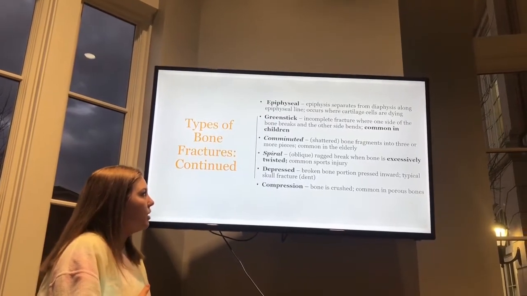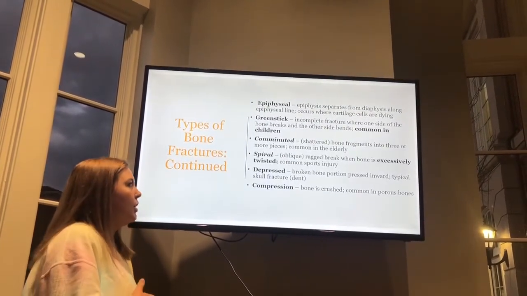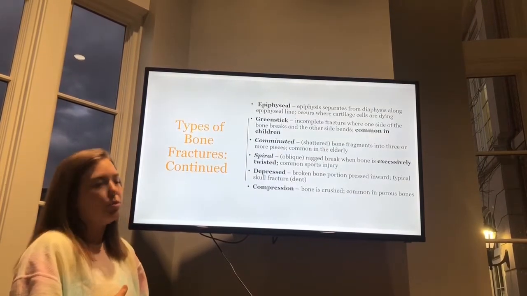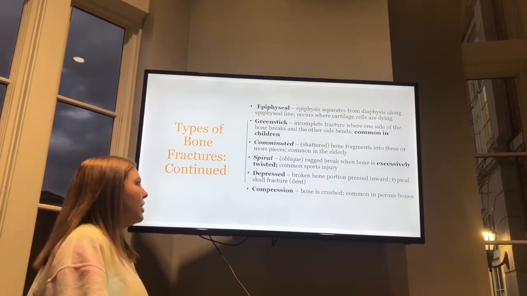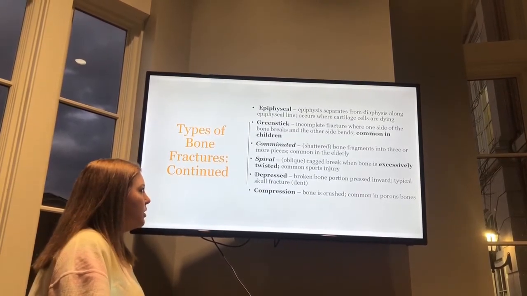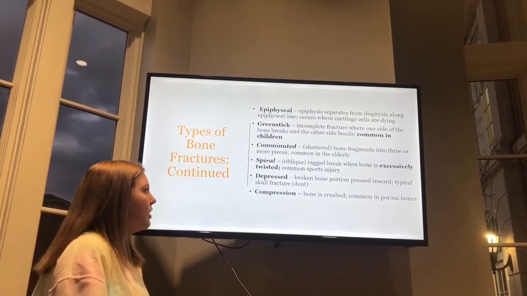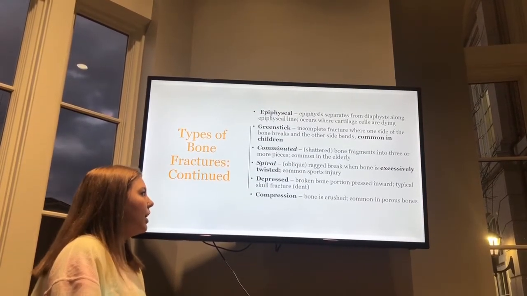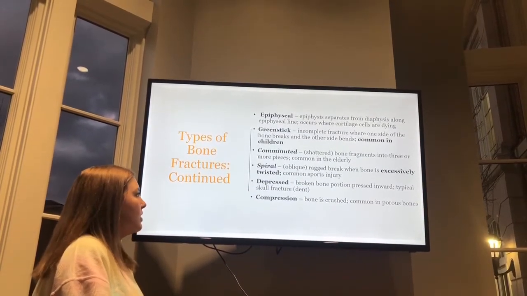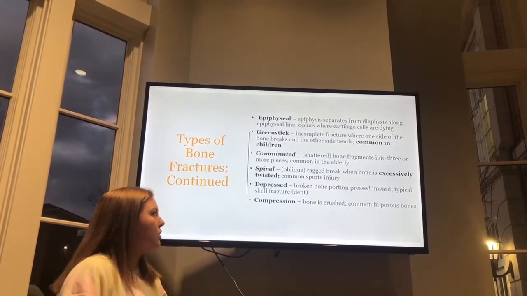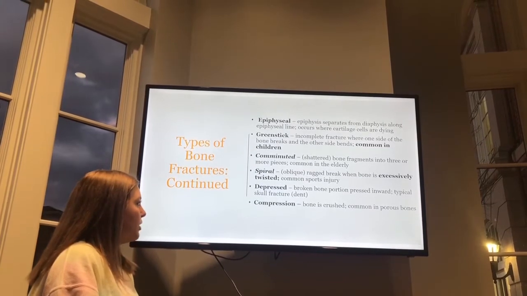Then next we have a comminuted fracture. This is basically a shattered bone. It would be in 3 or more pieces, and this happens a lot in elderly people because their bones are more fragile at that age. Next we have a spiral fracture. This is pretty much exactly what it sounds like. It's an oblique fracture where it's ragged at the ends, and the break is excessively twisted, and this happens a lot in sports.